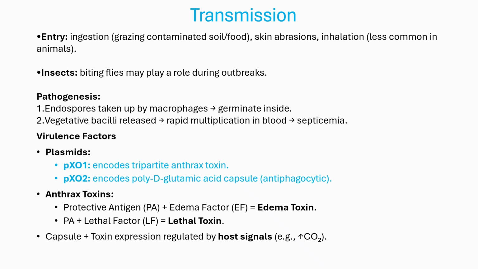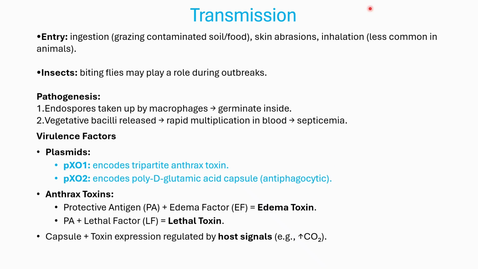Once inside the host, the endospores are taken up by macrophages, where they germinate into vegetative bacilli. These bacilli are then released into the bloodstream, where they multiply rapidly, leading to septicemia and toxemia. The virulence of Bacillus anthracis depends on 2 main plasmids. First one is plasmid pXO1, which encodes the tripartite anthrax toxins, while plasmid pXO2 encodes the poly-D-glutamic acid capsule, which is strongly anti-phagocytic.